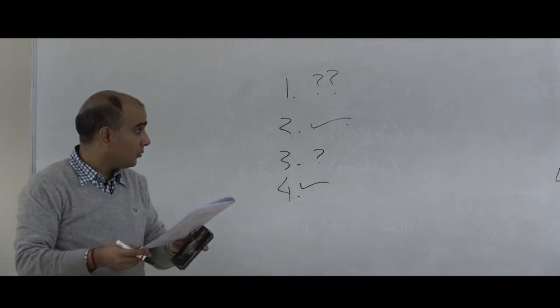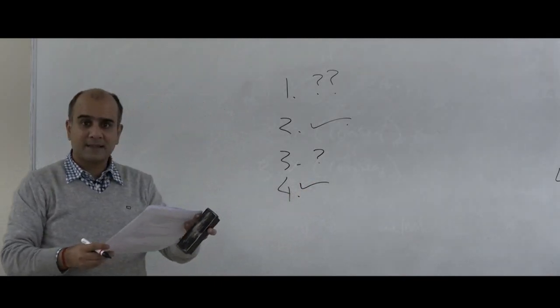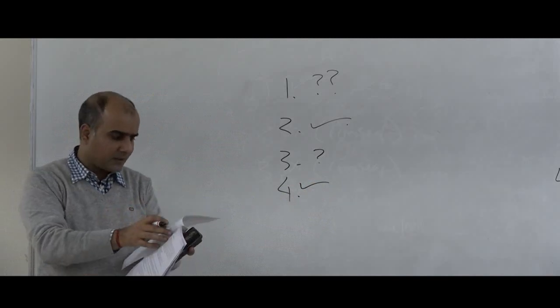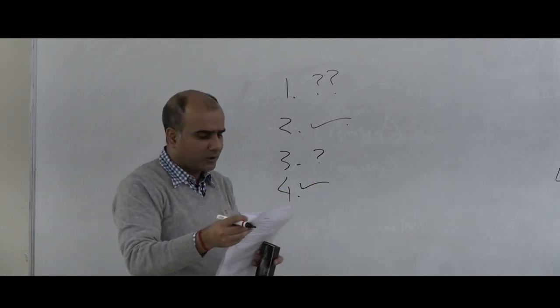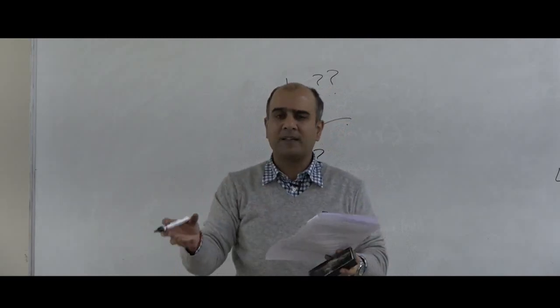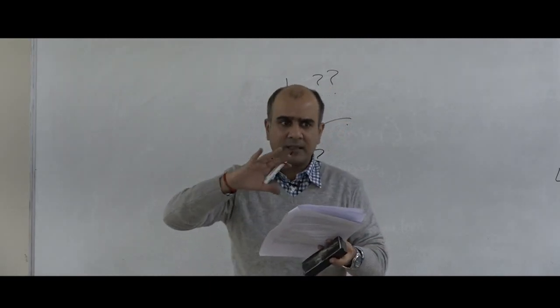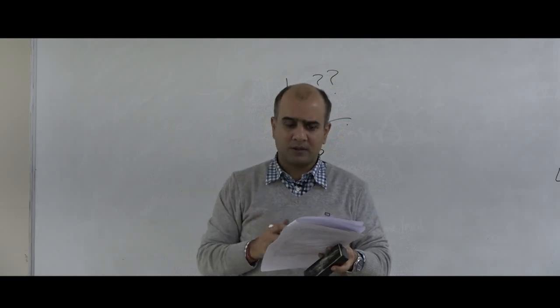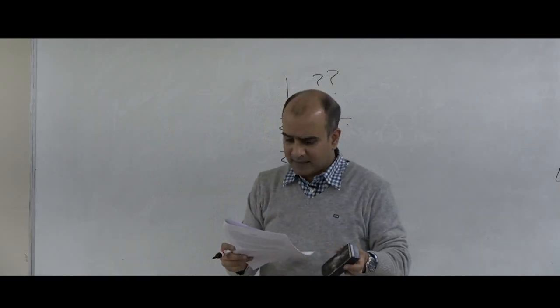Answer for question number 64, 2 and 4, which is option C. Question number 65. Mongolia is called a landlocked country because of what? Because of the fact that it is completely enclosed by neighbors. It does not have any empty or contiguous borders. Answer for question number 65, option C.